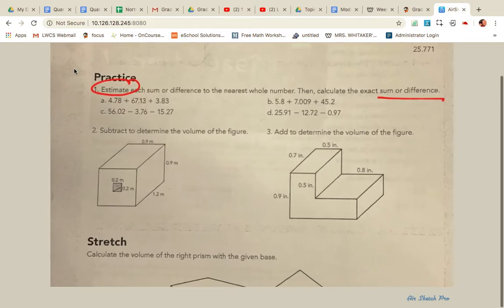So for part A, the nearest whole would be 5, plus this next one would be 67, and then 3.83 would round to 4. So when you work that out, 5 plus 4 is 9, and then 67 plus 9 would be 76. So that's our estimated answer. So now when we work it out, it should be somewhere close to 76.